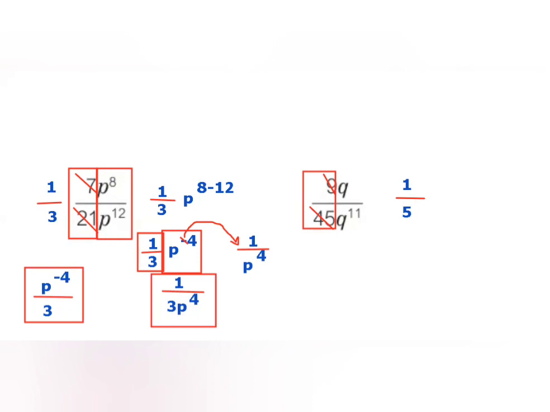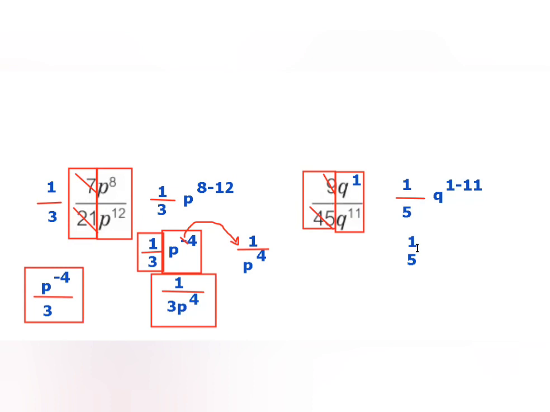Here in the variables, we have q power of 1 divide q power of 11. Now, q power of 1 divide q power of 11. So same idea. This one, because it doesn't have a power, it means it's 1. And we use the same variable and we subtract the powers. So the powers will be 1 minus 11. Same idea. I'm going to take 1 over 5. And then here we have q power of 1 minus 11.